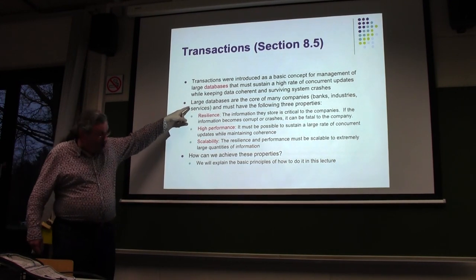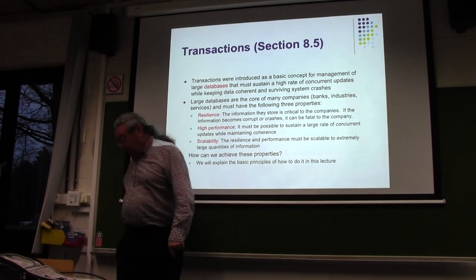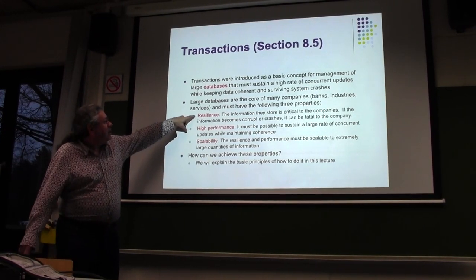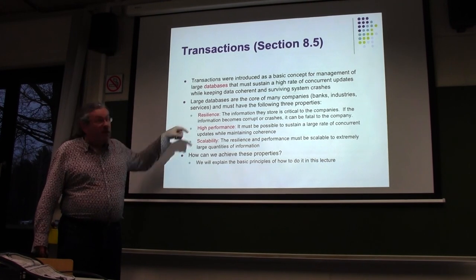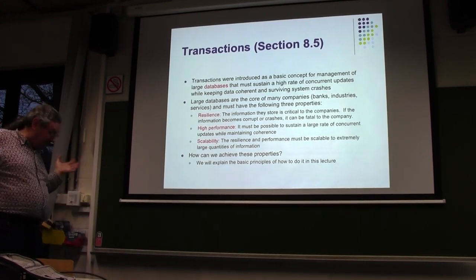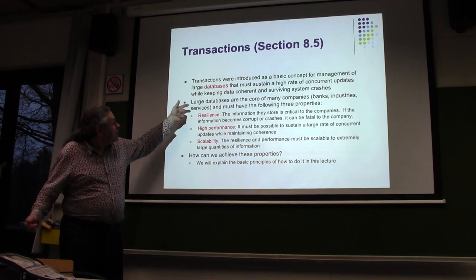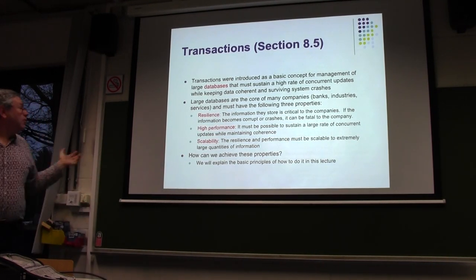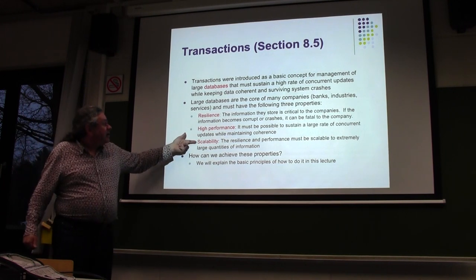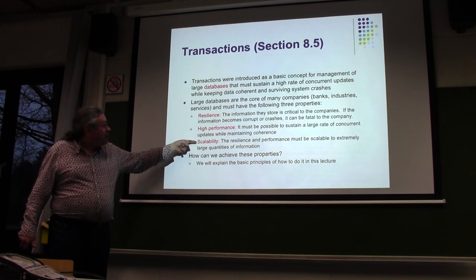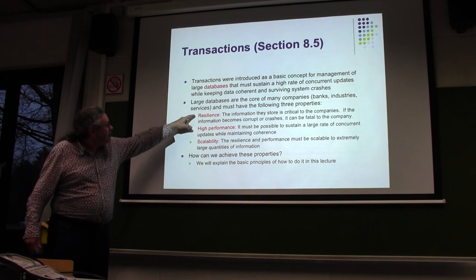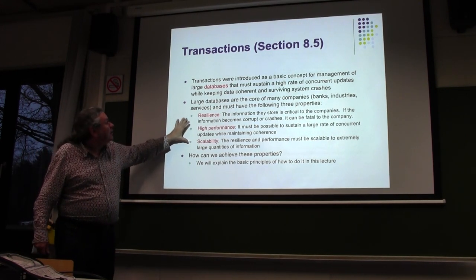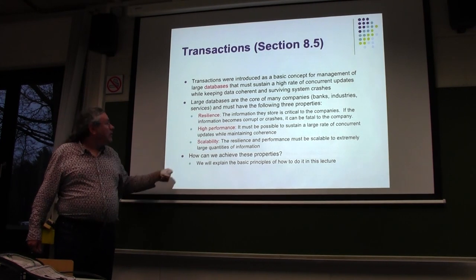Large databases are the core of many, many companies, even internet companies, Amazon, for example. They have to be resilient. That means if they crash, the data has to stay good when it's rebooted, because it's critical information. Also, they have to have high performance. If you have a bank, you can have millions of customers, so they have to be scalable. If the bank is growing, you have to increase the size and it has to keep working. So these are the three critical properties, and transactions are made for performance, resilience and scalability.